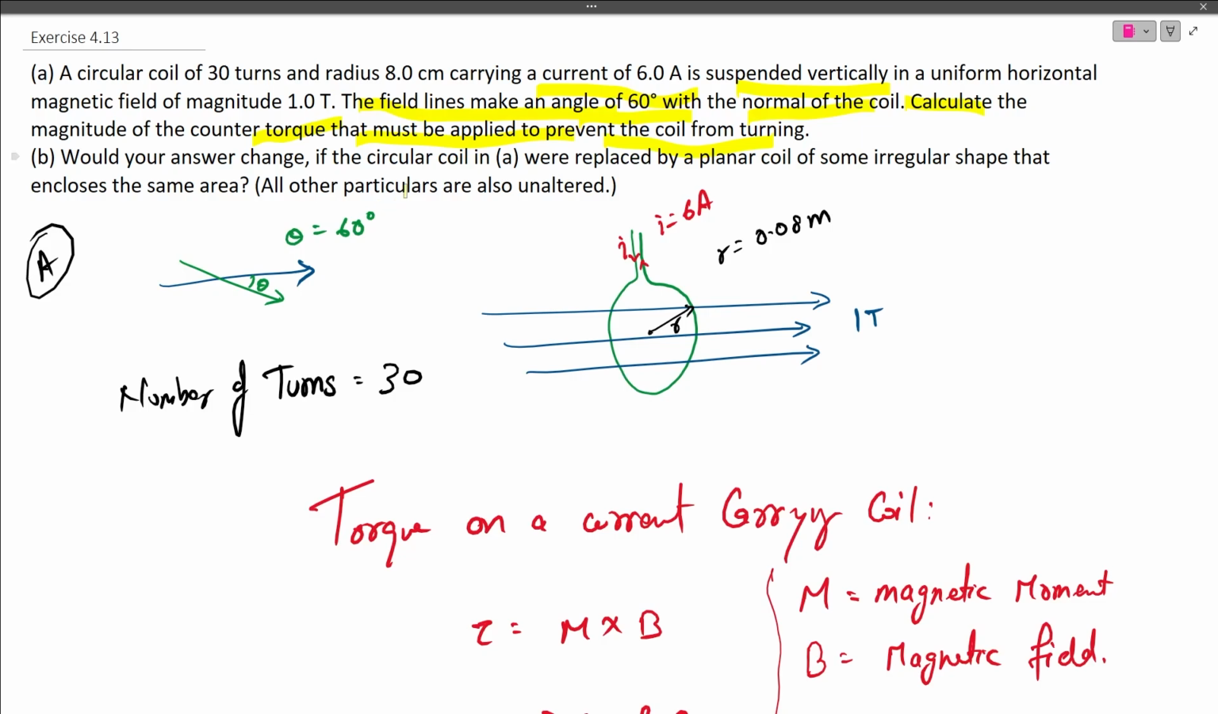Would your answer change if the circular coil in part A were replaced by a planar coil of some irregular shape that encloses the same area? All other particulars are also unaltered.